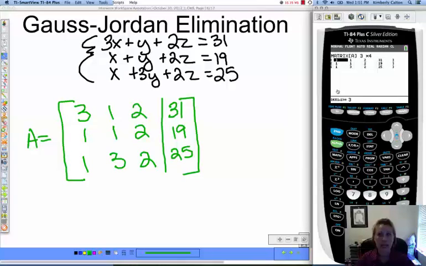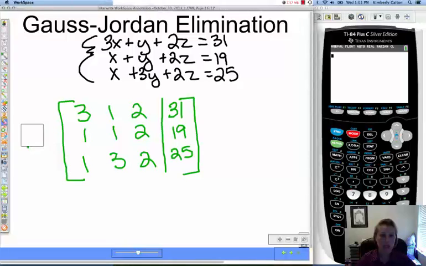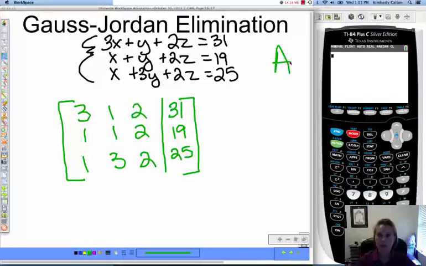Enter. Now, I want to make sure before I get busy doing my calculations that I've put everything in correctly. So 3 1 1, 1 1 3, 2 2 2, 31, 19, 25. Everything is in correctly. Now I press second mode to quit, and now I want to do the Gauss-Jordan elimination. Gauss-Jordan elimination is where we're going to take the matrix, and we know this is matrix A. I'll write this up here.